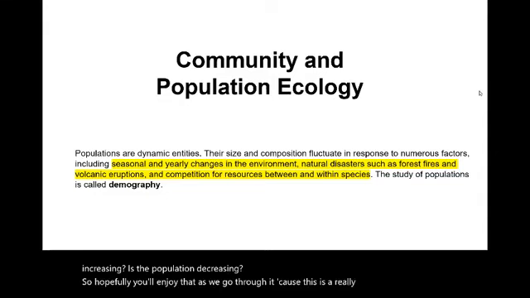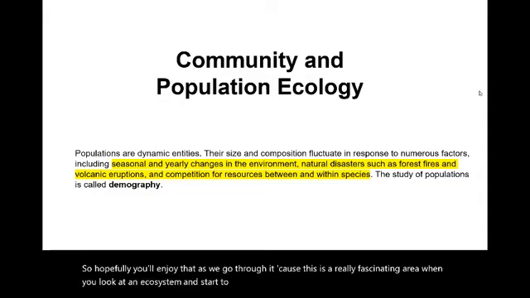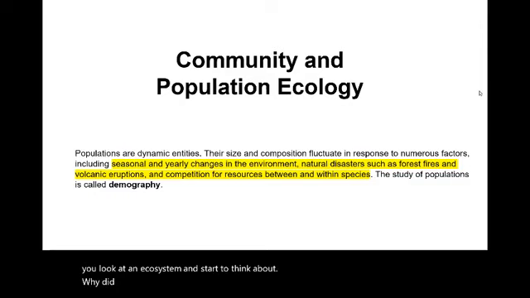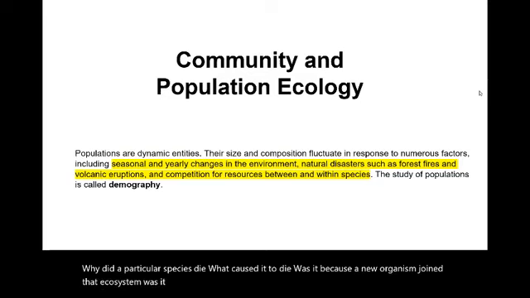So hopefully you'll enjoy that as we go through it, because this is a really fascinating area when you look at an ecosystem and start to think about, why did a particular species die? What caused it to die? Was it because a new organism joined that ecosystem? Was it maybe because of a human impact, right? So we're going to think about how population dynamics change in various different ecosystems.